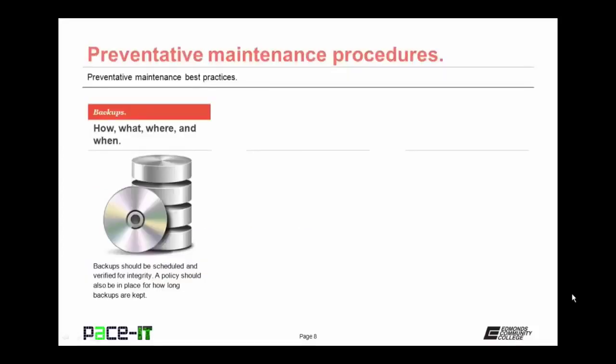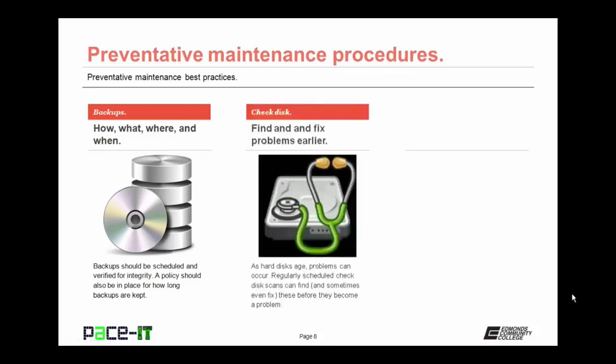Backups should be scheduled and verified for integrity. A policy should be in place for how long backups are kept and what kind of backups are maintained. Check disk. As hard disks age, problems can occur with the integrity of the physical surface. Regularly scheduled check disk scans can find and sometimes repair these problems before they become an issue to the user. You should run regularly scheduled check disk scans.